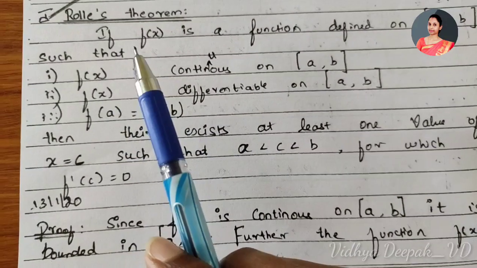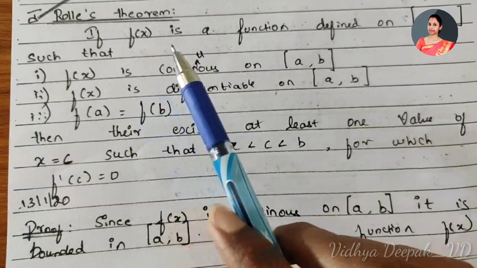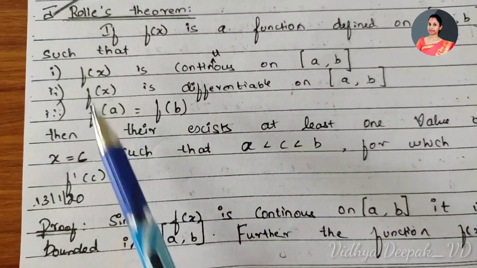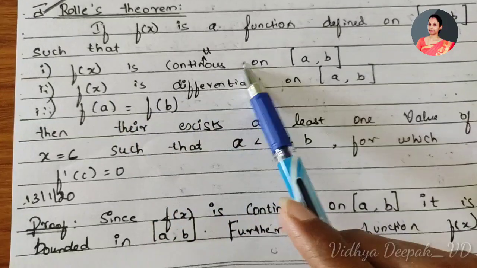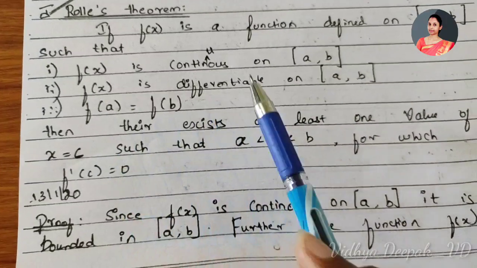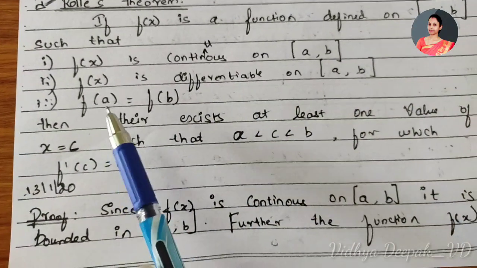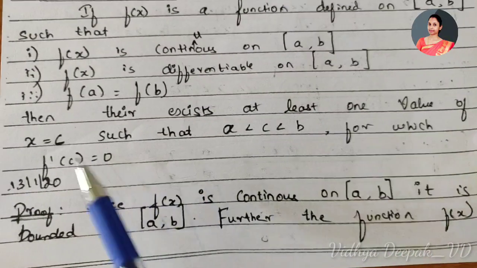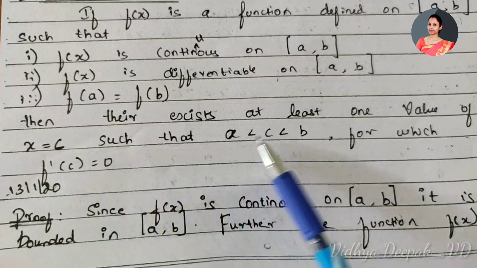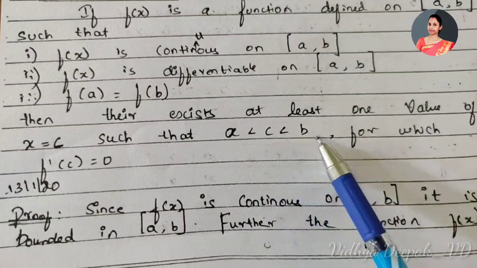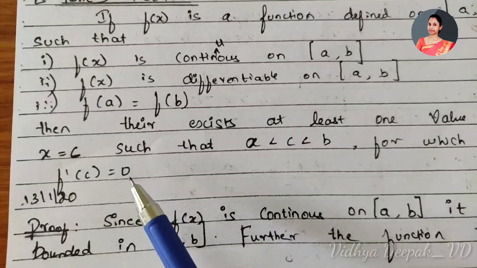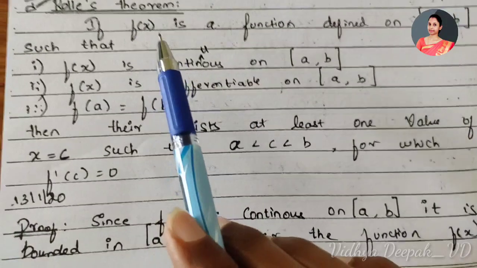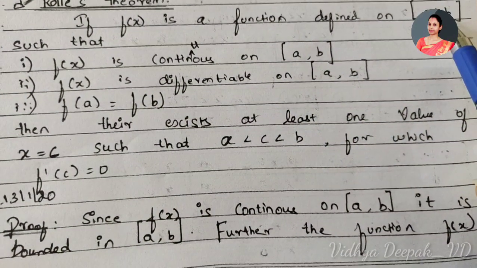Let's check out Rolle's theorem. According to Rolle's theorem, what does it say? If f of x is a function defined on closed interval a comma b such that there are three conditions: f of x is continuous on the given interval, f of x is differentiable on the given interval, and f of a is equal to f of b, then there exists at least one value of x is equal to c such that a is less than c less than b, for which f dash of c is equal to 0.